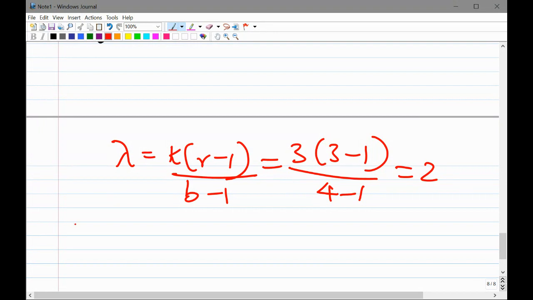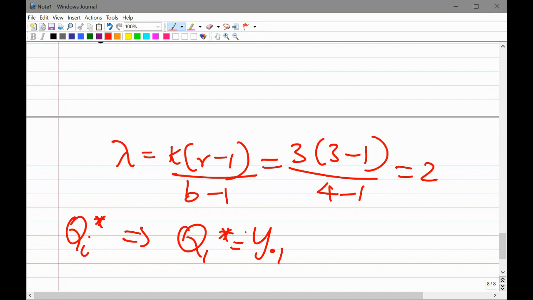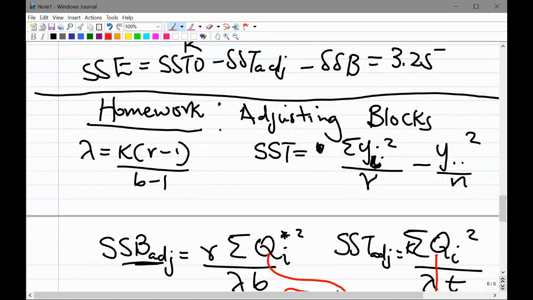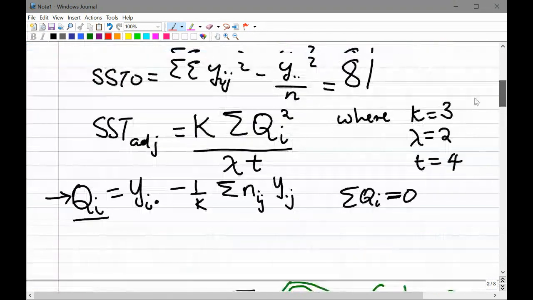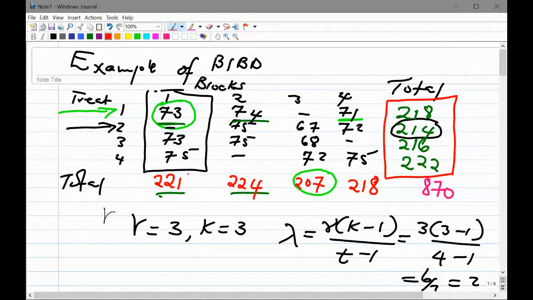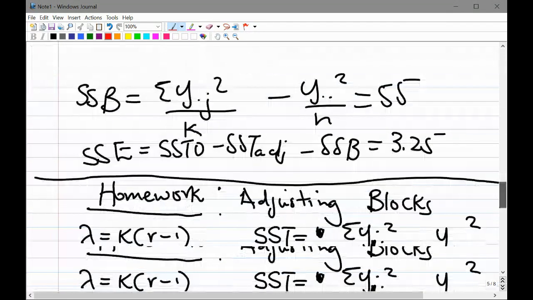So if you want to find the Qi star, we'll find them in this way, which implies that Q1 star is given by y dot 1, which is the total for the first block, minus 1 over r bracket. Now when we go back to the data set, because now we're adjusting for the blocks, guys, we'll say the first value for the block is 221, right? So we're going to say 221.